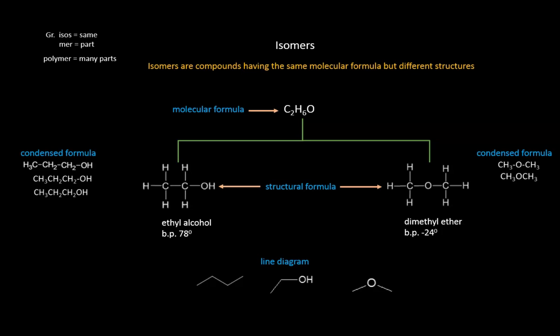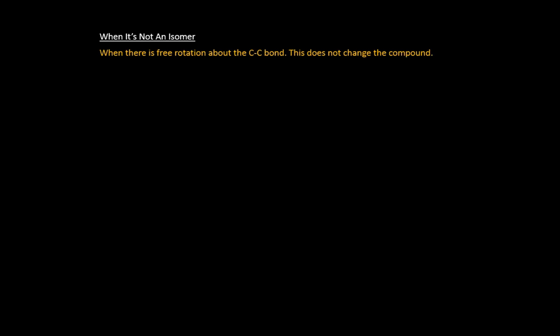Because we can sometimes be fooled by the way we write things on paper, we need to be clear when it's not an isomer. It's not an isomer when there is free rotation about the carbon-carbon bond. This doesn't change the compound. You'll know from working with models that it's easy to rotate groups around a single bond, and you haven't really changed the molecule. But it's not so easy to see this on the page.